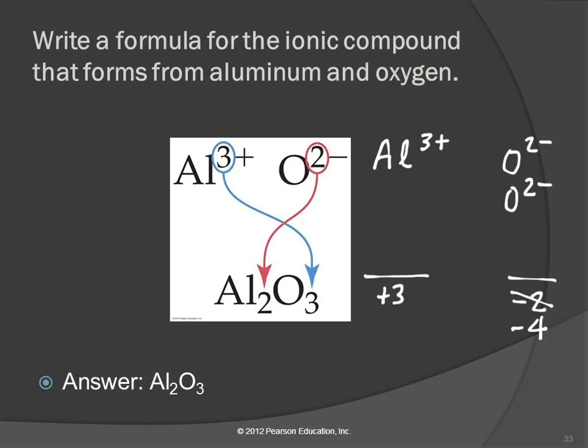So I've got plus 3 minus 4. Now I need more pluses. So I'm going to put another aluminum in, giving me plus 6 over here. It's still messed up. Keep going. Let's put in another oxygen over here. Oh, there we go. You see how that worked? Eventually, you can come to the point where they balance out.